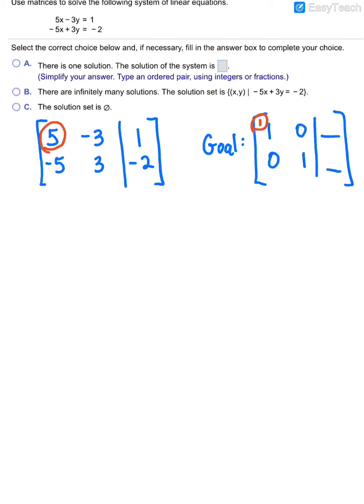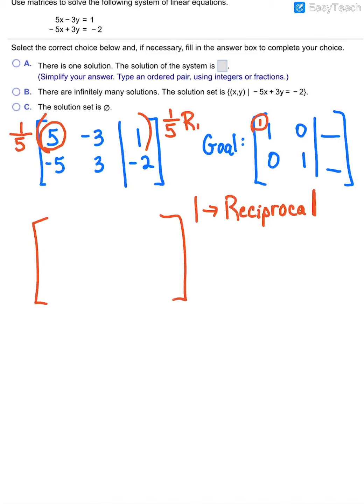Okay, so step 1, I'm going to look in the top left corner because I need a 1, and remember that when you think of ones, think of the word reciprocal. It ends in an L, but the L looks like a 1. So ask yourself, what's the reciprocal of 5? The reciprocal of 5 would be 1/5. You're going to multiply it directly to that row. So with ones, you go directly to the row. I think of it like a one shot, directly to the row, multiply, put your new numbers in a new matrix.